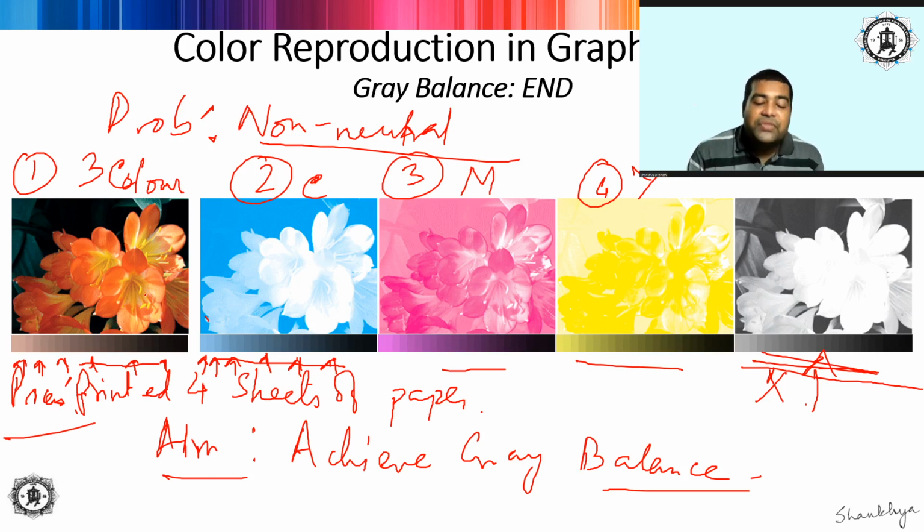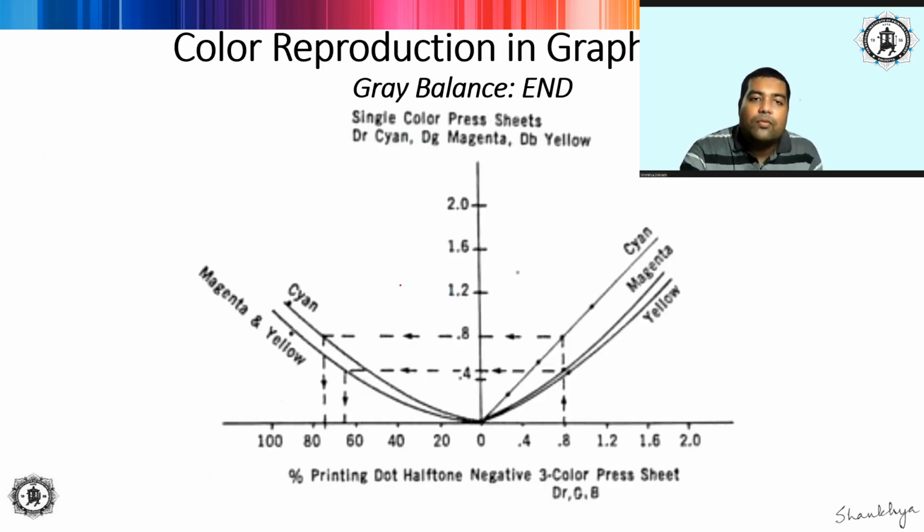This much is clear. So if we do this, then we are most likely to get a plot of this nature. Don't be very much concerned about the nature of the lines. Just try to understand what this plot represents. See, along the y-axis, what do we have? We have single color press sheets: D_R meaning density of the cyan through red filter, density of magenta through green filter, density of yellow through blue filter, versus the three color press sheet through the red filter.